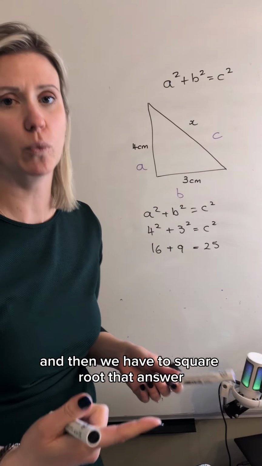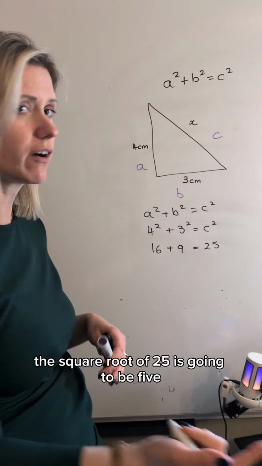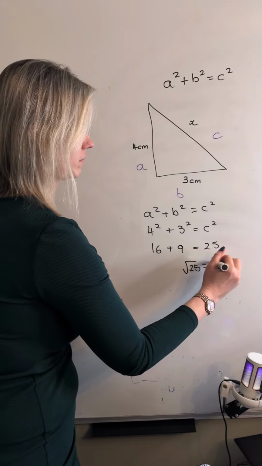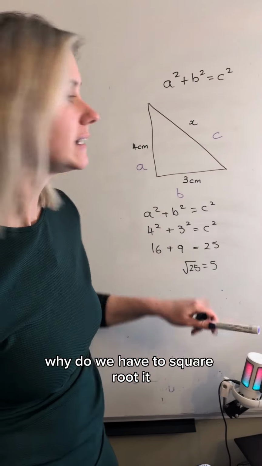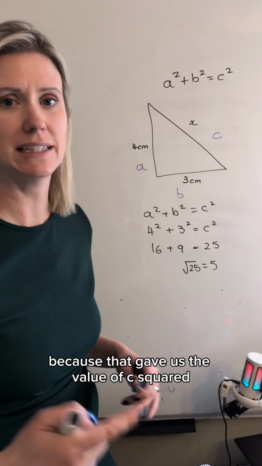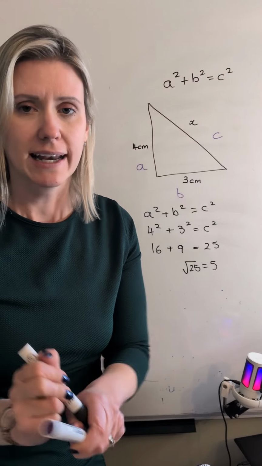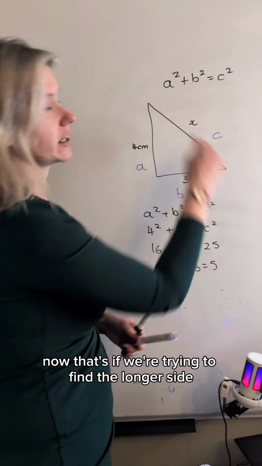And then we have to square root that answer. The square root of 25 is going to be 5. Why do we have to square root it? Because that gave us the value of c squared. We just want the length c, so therefore we square root. Now that's if we're trying to find the longer side, the hypotenuse.